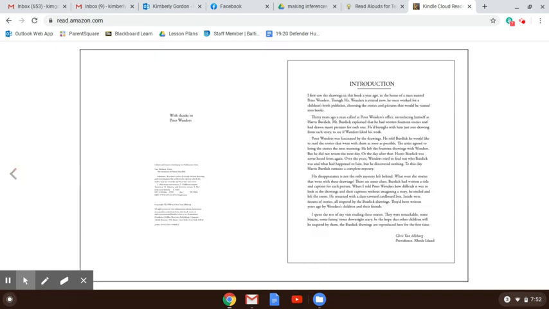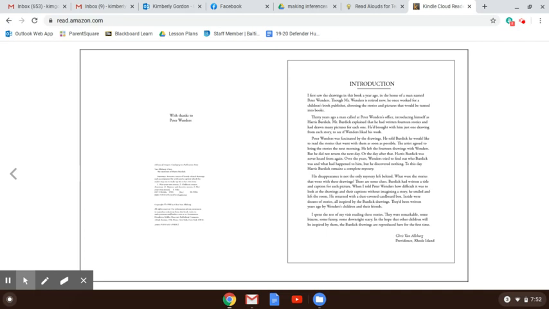Whoops, I skipped an important part. Introduction. I first saw the drawings in this book a year ago in the home of a man named Peter Wenders. Though Mr. Wenders is retired now, he once worked for a children's book publisher, choosing the stories and pictures that would be turned into books.